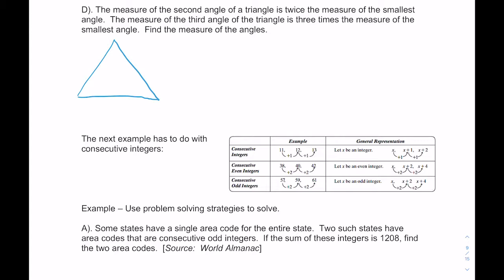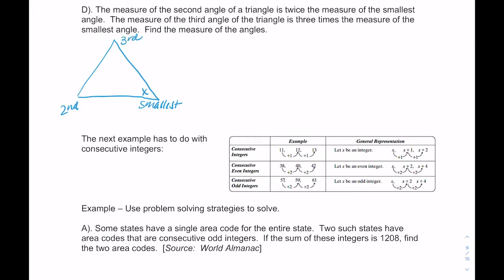So it tells us here, if you read the problem, it all relates to the smallest angle. They tell us that the second angle is twice the measure of the smallest, and the third angle is 3 times the measure of the smallest. The problem is I don't know what the smallest angle is. So that's our unknown. We're going to call that x. Okay, so that's going to be your smallest angle. And then we'll just call the other angles the second and the third angle.